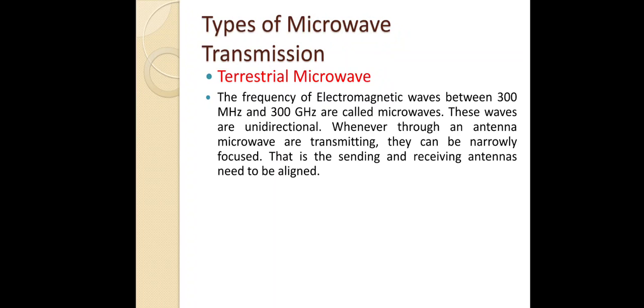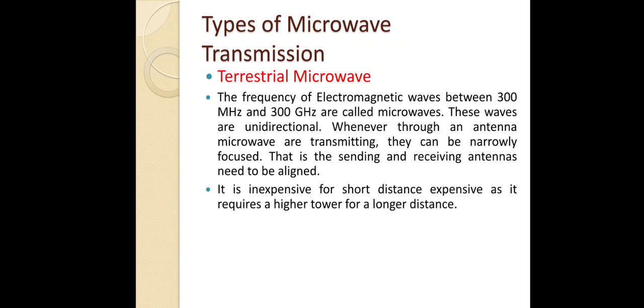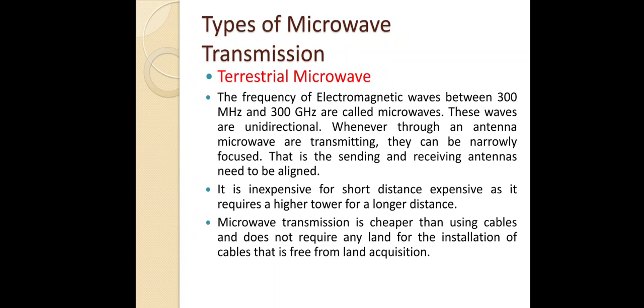Whenever microwaves are transmitted through an antenna, they can be narrowly focused. That is, the sending and receiving antennas need to be aligned. It is inexpensive for shorter distances, as it requires higher towers for longer distances. Another advantage is that microwave transmission is cheaper than using cables and does not require any land for installation. Therefore, it is free from the land acquisition problem.